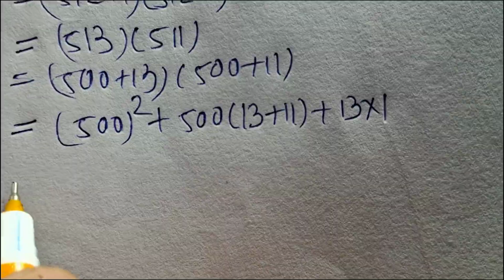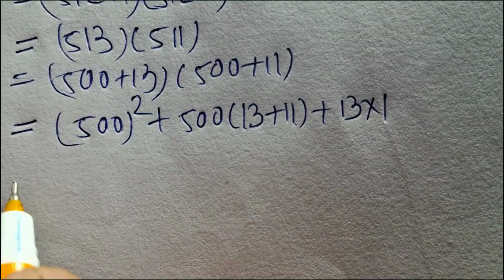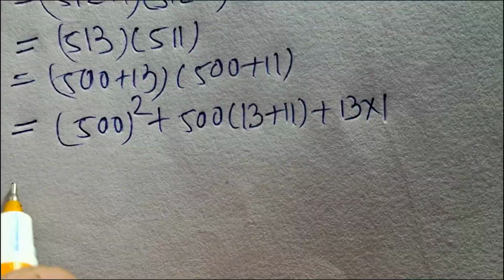This is the answer of 2 to the power 18 minus 1. Hence 2 to the power 18 minus 1 is equal to 262143. This is the required answer.